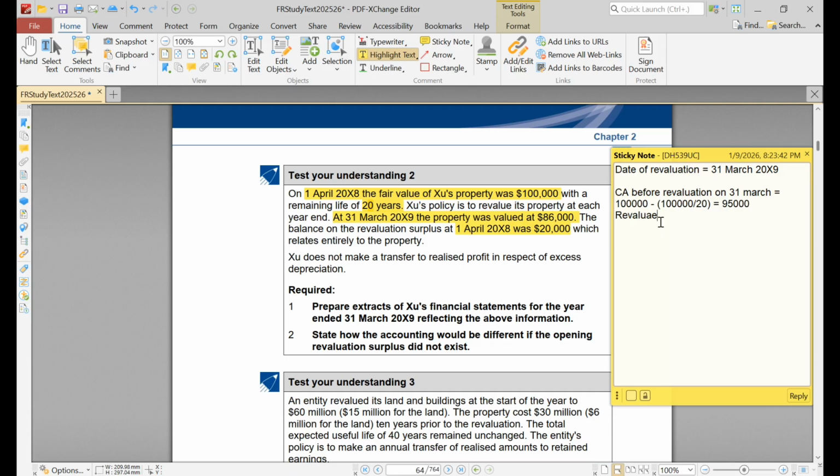The revalued amount is 86,000. Now, the carrying amount was 95,000 and the revalued amount is 86,000. So this is an undervaluation, which means it's a revaluation loss of 95,000 minus 86,000, which would be 9,000.